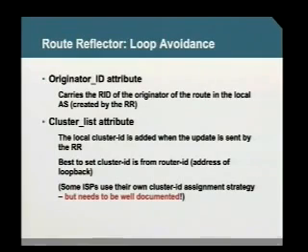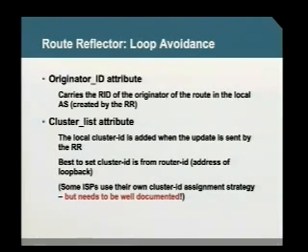Two new attributes: the originator ID, so it's basically the router ID of the originator of the route into the local AS. So the route reflector will create that. And you've got the cluster list attribute. It's a bit like the AS path, but it records the router IDs of the route reflectors that the prefix announcement has gone through. And that's actually used the same way as the AS path is. So it's a cluster list attribute. And each route reflector that the prefix goes through will add its own router ID to the cluster list.